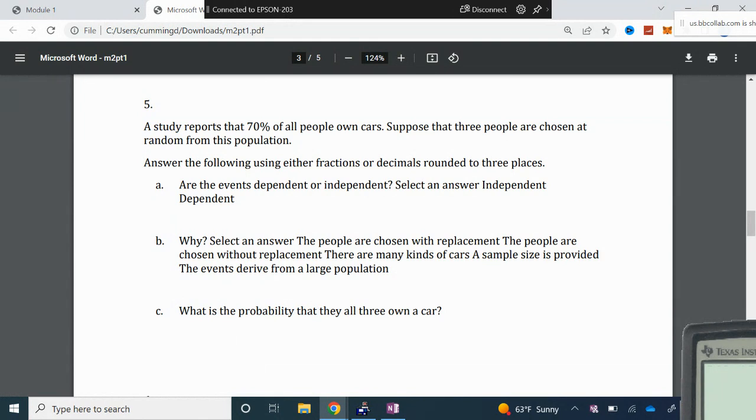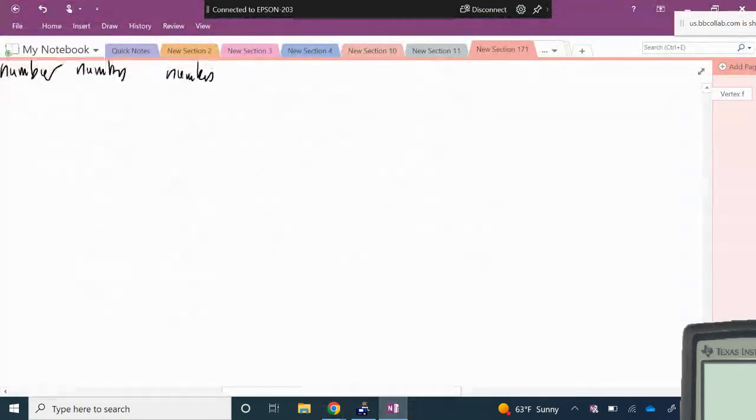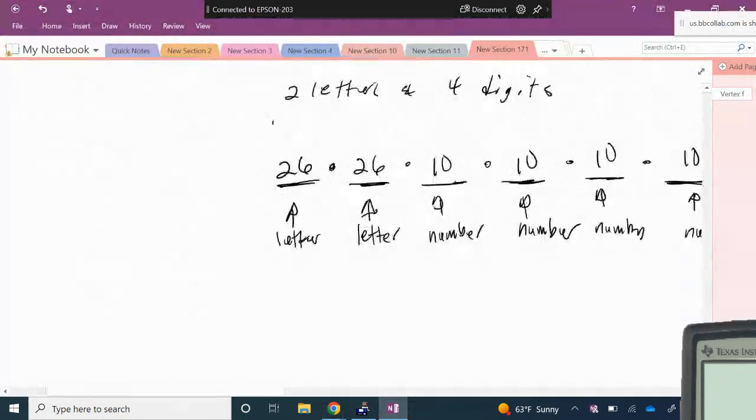C says, what is the probability that all 3 own a car? So here's where that fundamental principle of counting comes in. I'm going to just kind of write this as a question onto itself.